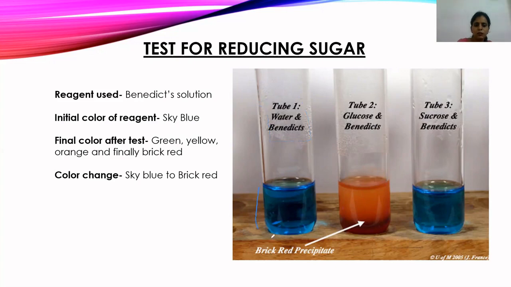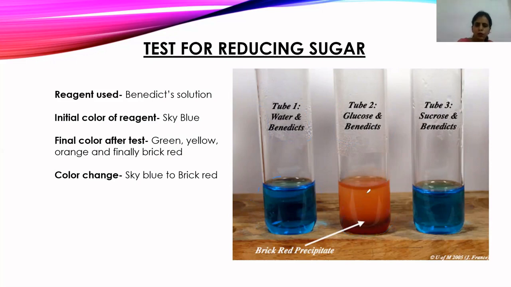So after performing the test, what happened? The color remained as such, because obviously water cannot have reducing sugar in it. Plain water or normal water doesn't have reducing sugar in it. Tube 2 has glucose and Benedict solution in it. That means in this particular test tube, glucose was taken, plus Benedict solution was added.